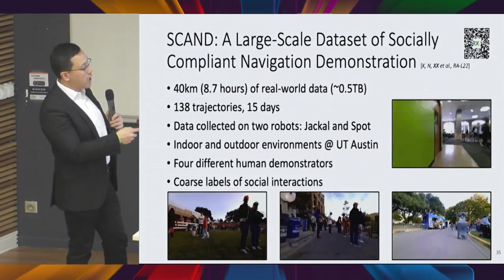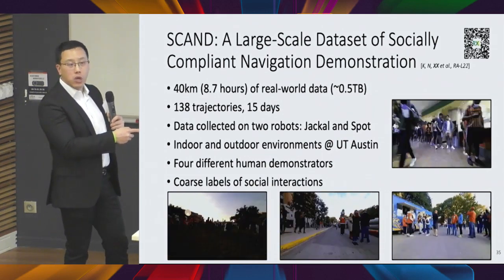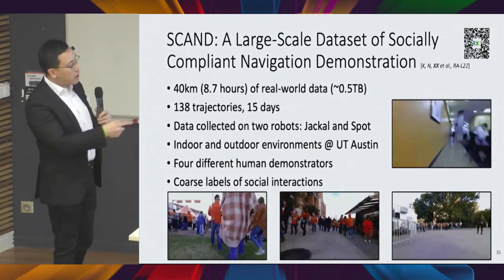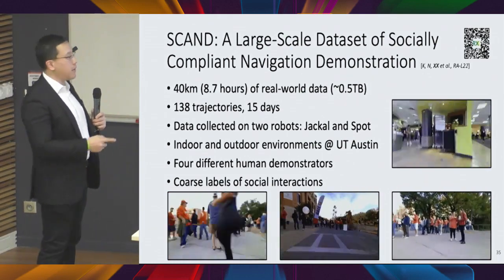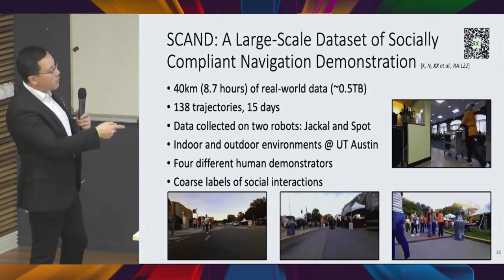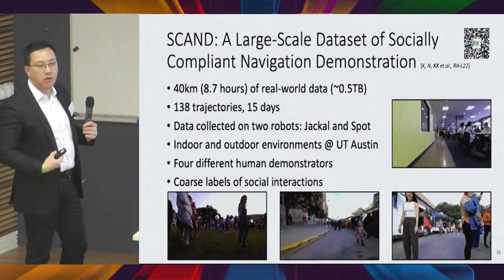One is a Clearpath Jackal. You have seen it before. That's a wheeled robot. We also have a Boston Dynamics Spot, which is a legged robot. Both of these robots are driven in indoor and outdoor environments at UT Austin, by 4 different human demonstrators to give you different style preferences.